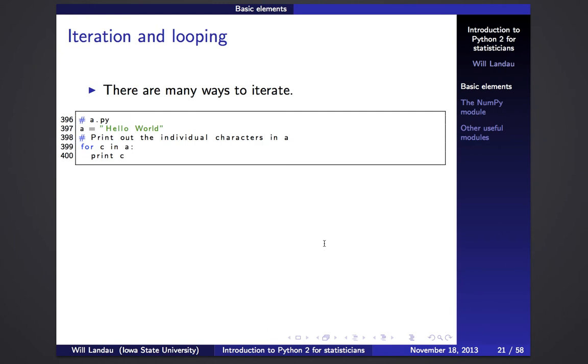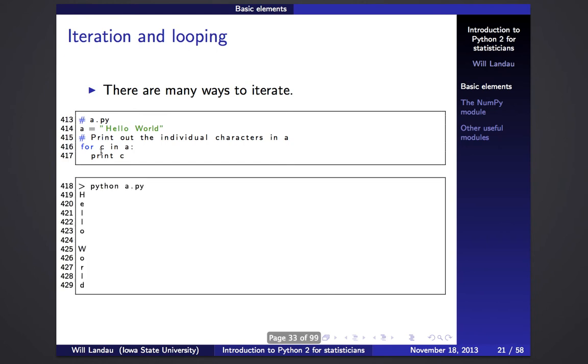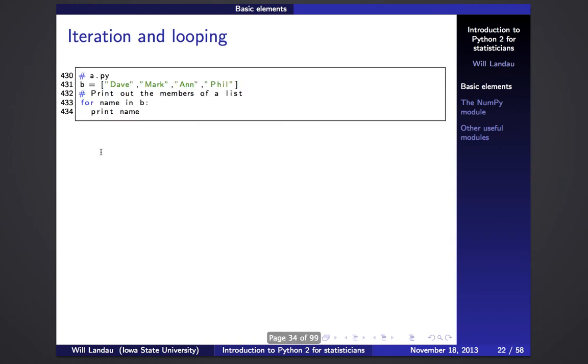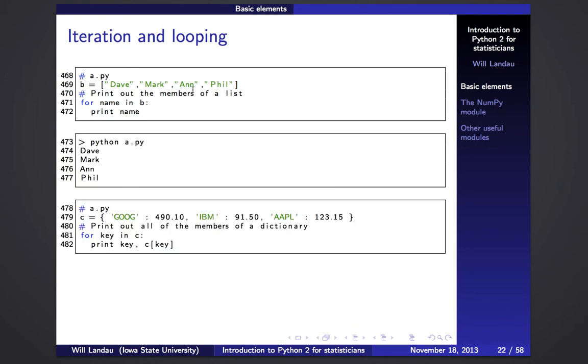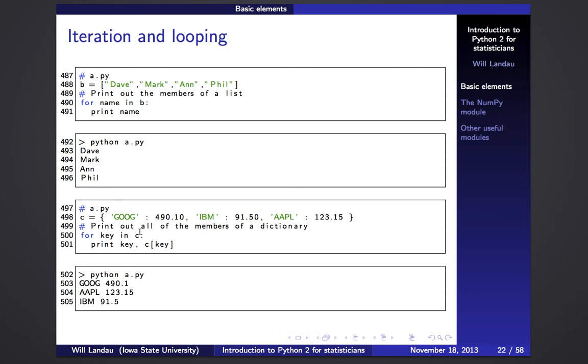Iteration. Moving on. I can create a for loop in many different ways to iterate. I can iterate over all the characters in a string. I can iterate over all elements of a list. I can iterate over all the keys in a dictionary. I'm just speeding through this really quickly here.